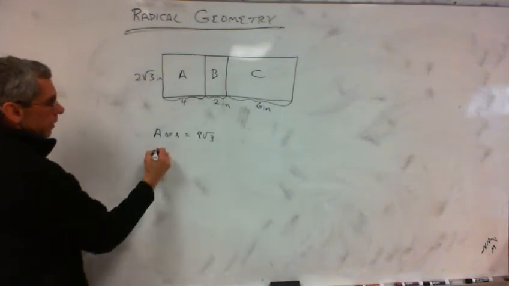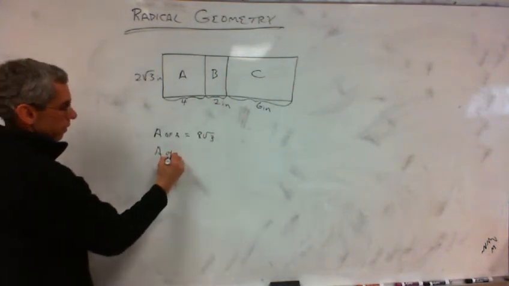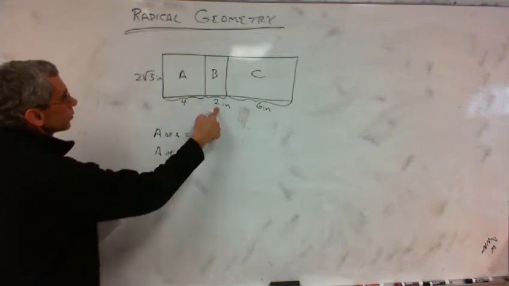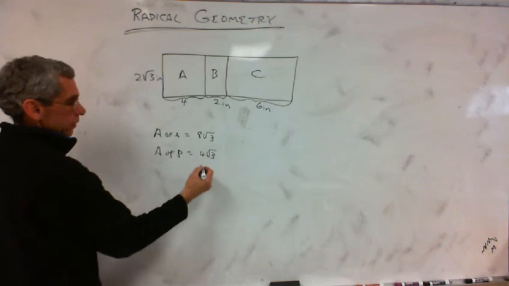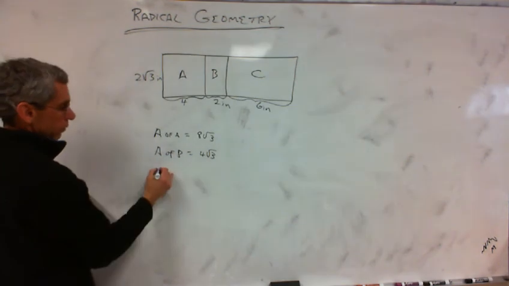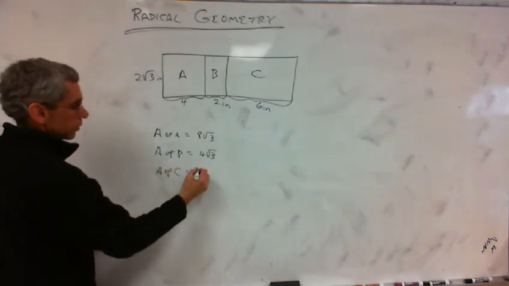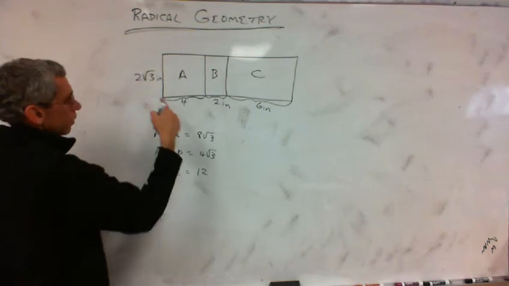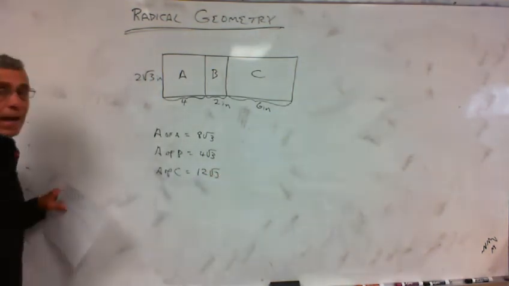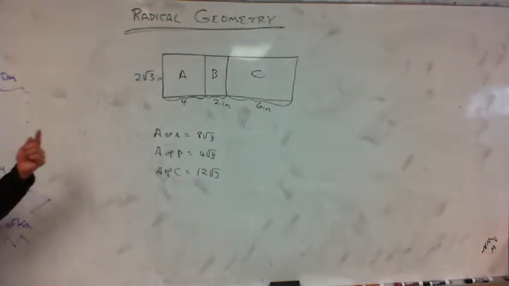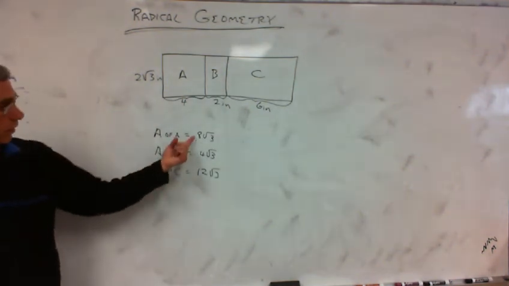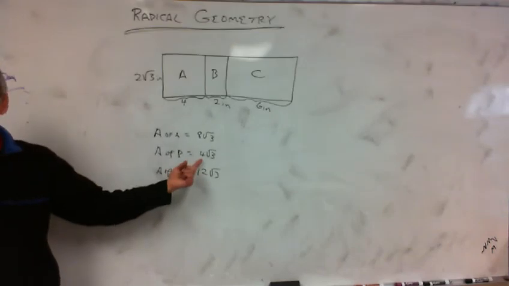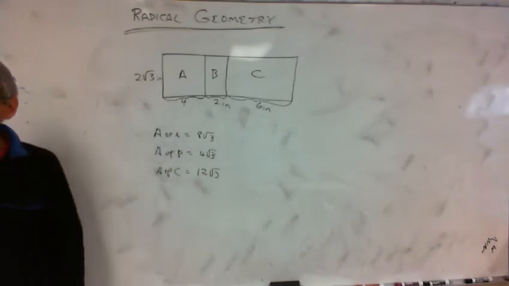What's the area of B? 4 square root of 3. Area of B is equal to 4 square root of 3, right? And then the area of C is 12 square root of 3, right? 6 times 2 is 12 square root of 3. If I added all the areas together and I said, what is the area of the entire thing? I could just add these all together, right? 12 plus 8 is 20. Plus 4 is 24. 24 square root of 3s, right?